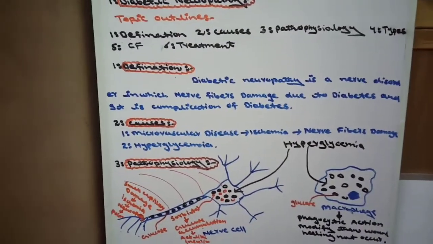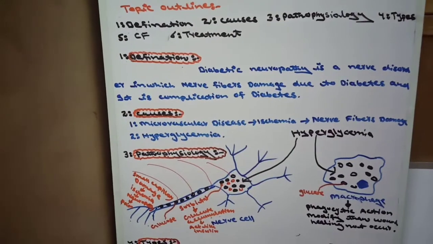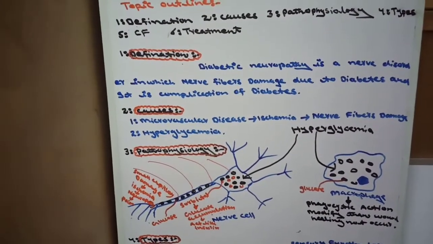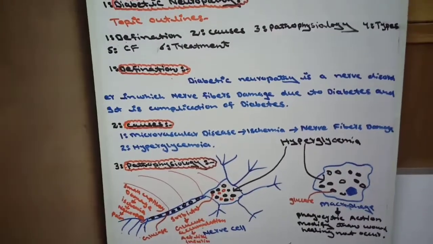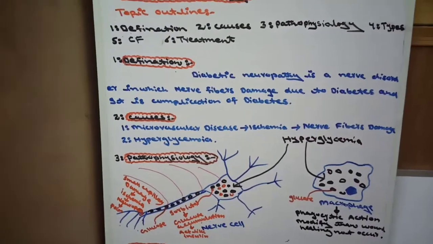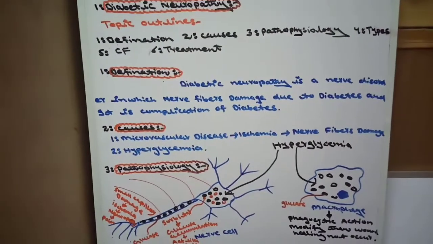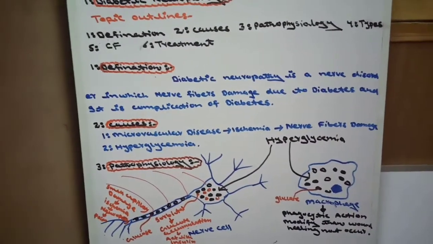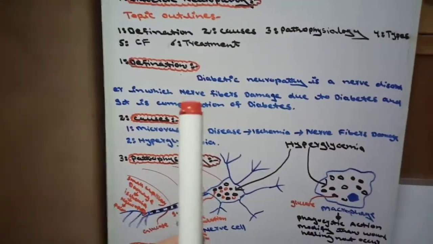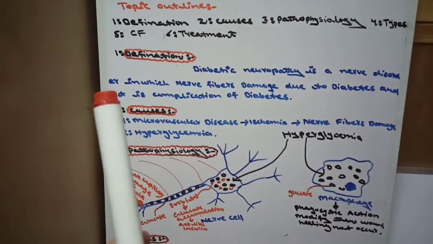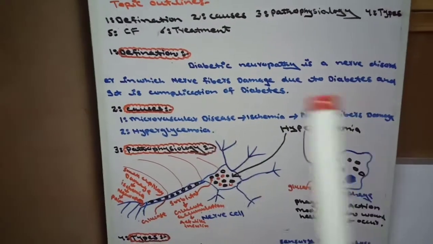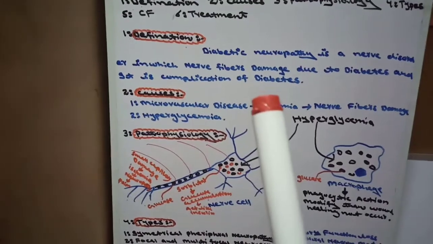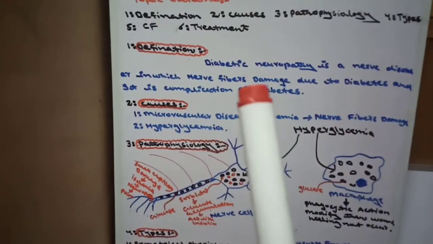What is the definition of diabetic neuropathy? Diabetic neuropathy is a nerve disorder in which nerve fibers are damaged due to diabetes, and it is a complication of diabetes. Basically, diabetic neuropathy is a microvascular complication of diabetes in which nerve fibers are damaged due to hyperglycemia. Which complication of diabetes? Microvascular complication. This is the definition of diabetic neuropathy.